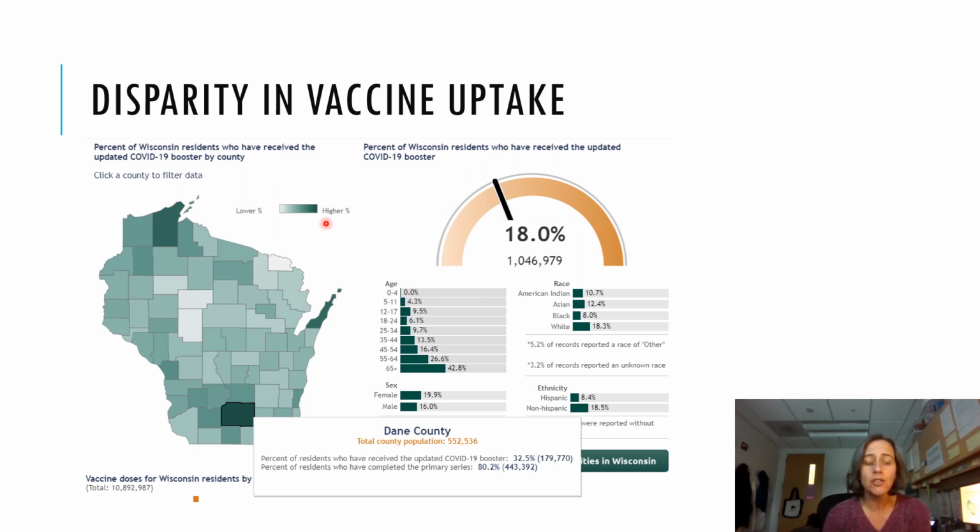Now, you can also see significant disparities. There are some places in Wisconsin that have lower than average vaccine uptake, and then other places such as Dane County, no surprise, that have much higher uptake, right? So in Dane County, 33% of people have had the booster. So we see this impact of culture. We see this impact of education level.